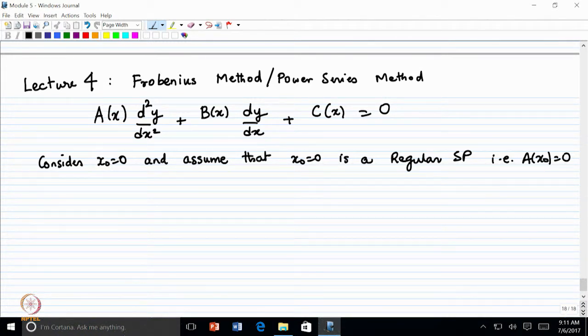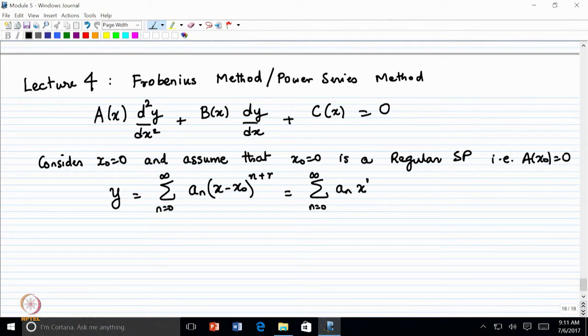Now what is the basic idea of the power series method? You are going to write y as sum over n equal to 0 to infinity a n x minus x 0 raised to n plus r. Now, x 0 equal to 0. The advantage of taking x 0 equal to 0 is I do not have to write this x minus x 0 every time. So, I will just write this as sum over n equal to 0 to infinity a n x raised to n plus r. It just makes my notation easier. You can do this with x 0 not equal to 0, and it will not change anything. It is just that writing will be easier if I take x 0 equal to 0.